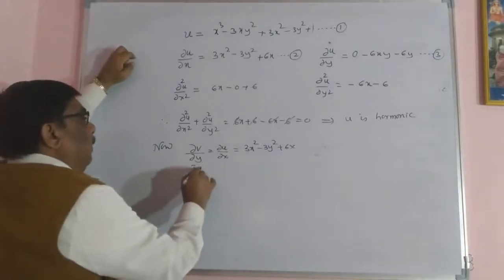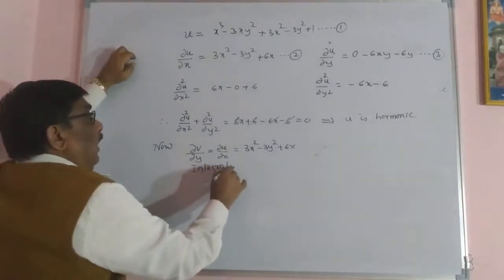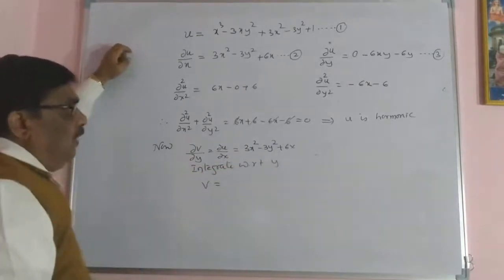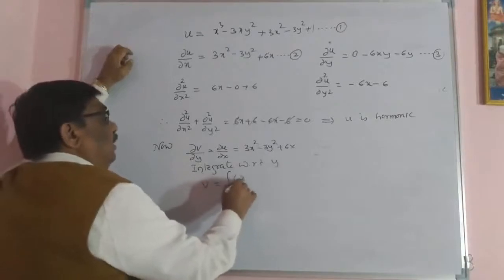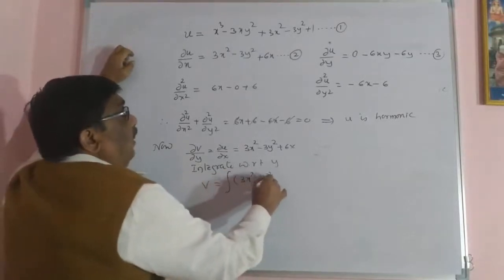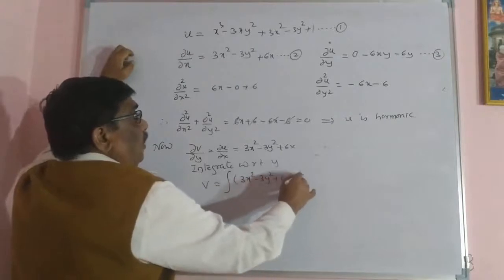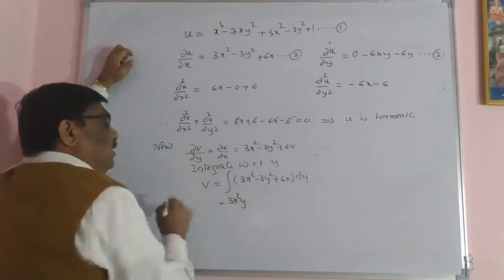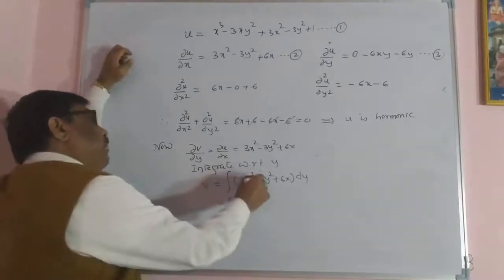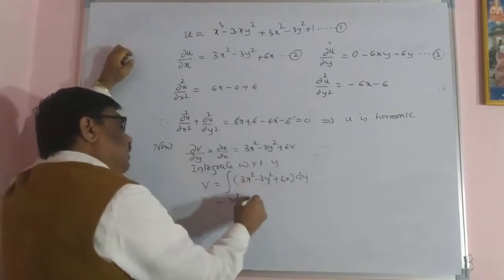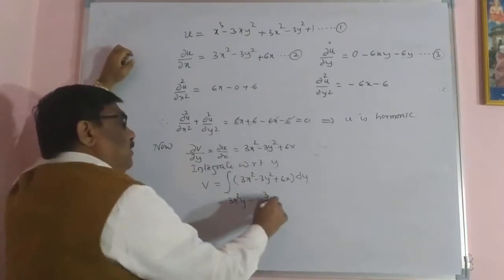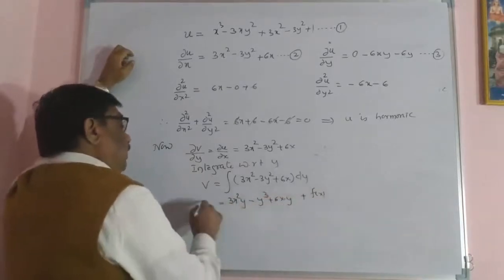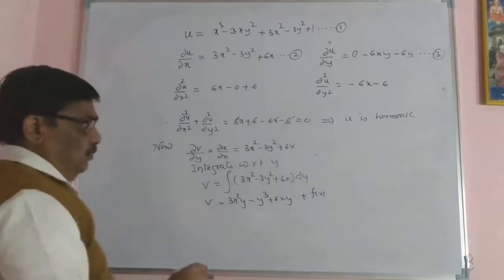Integrate with respect to y. Definitely v equals the integration of 3x square minus 3y square plus 6x with respect to y. 3x square is constant, integration of 1 is y, whereas y square integration is y cube by 3 and the 3 cancels, so it is minus y cube, plus 6x constant into y plus the function f of x. This is v. Call it equation number 4.